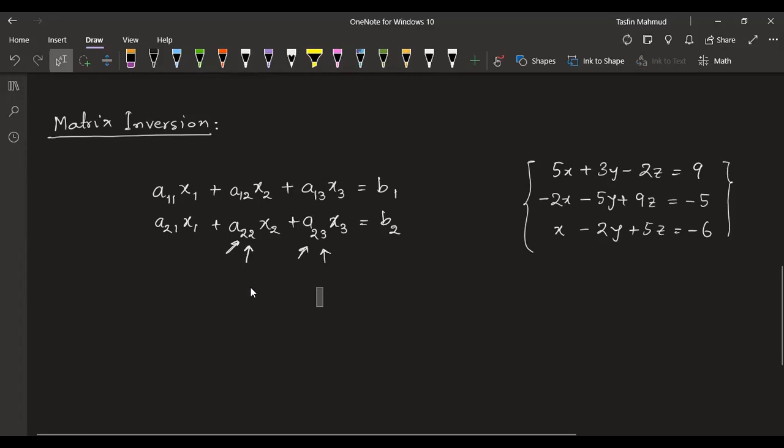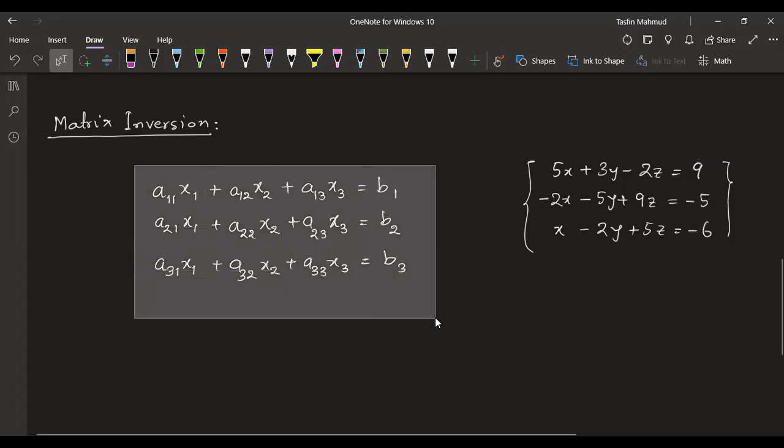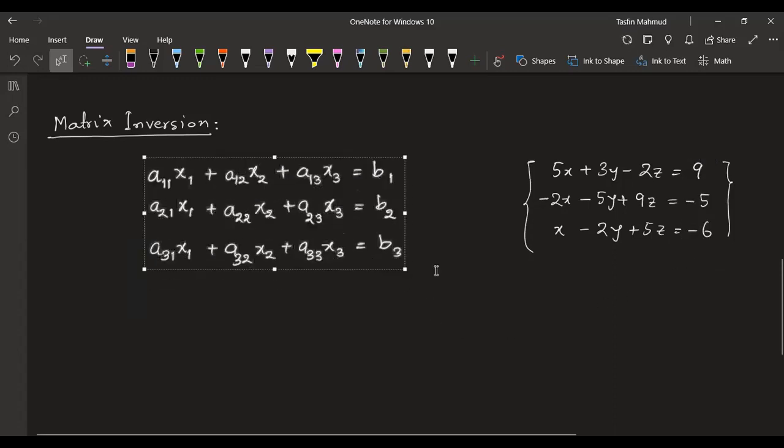Similarly we can write the third equation in general form as well: a31, the third equation related to the first unknown, then a32, related to the second unknown, then a33, related to the third unknown, equals b3. These b1, b2, b3 are the three constants. So we can write any system of equations in this general format.